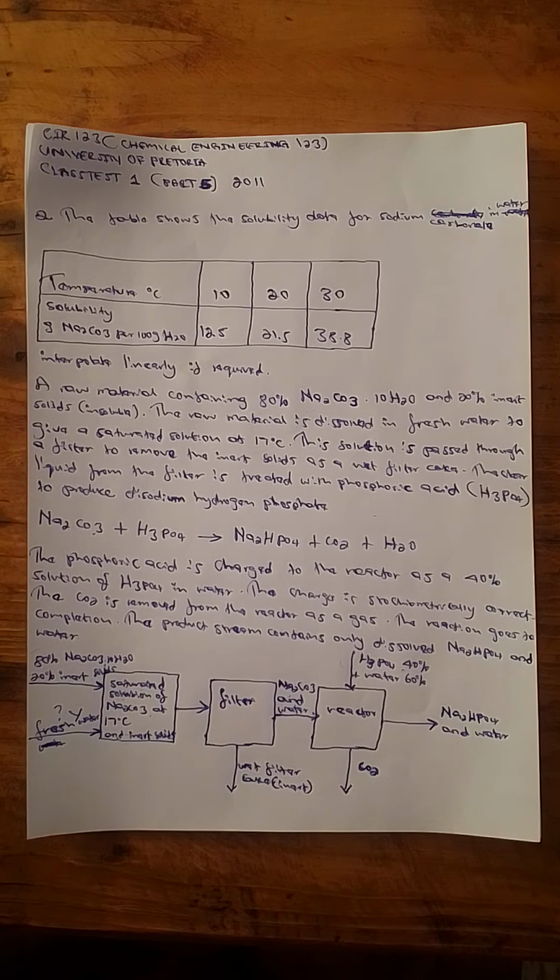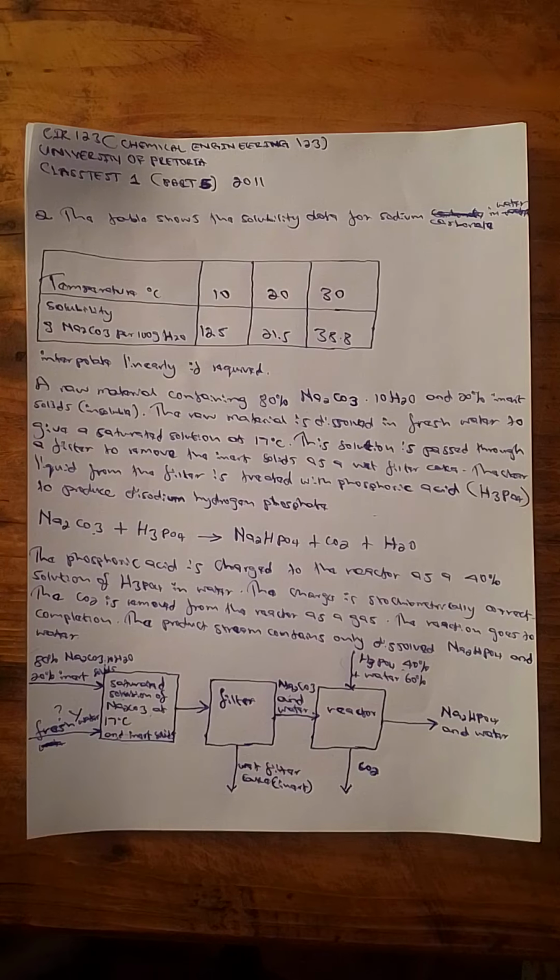It says the charge is stoichiometrically correct. The CO2 is removed from the reactor as a gas, and the reaction goes to completion. And also the product stream contains only dissolved Na2HPO4. Now, when you look at this, it's important. Now we go to question 2b.